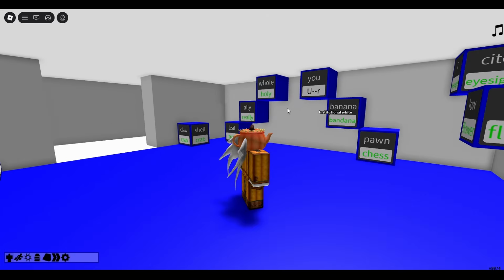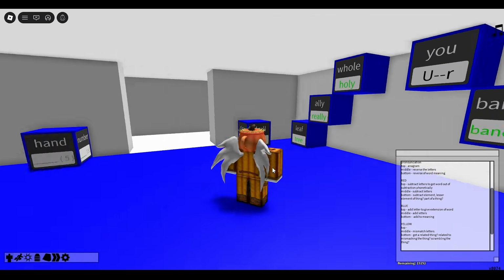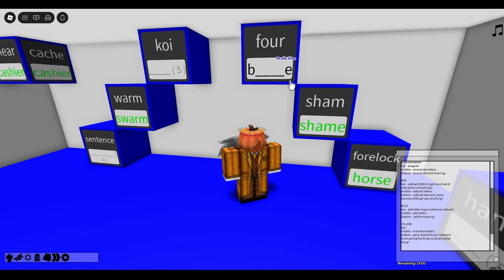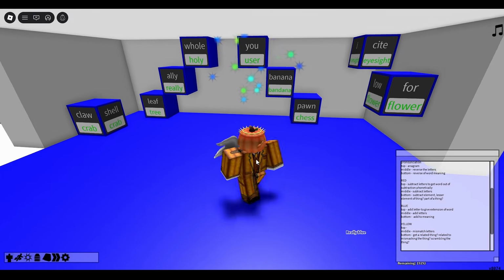So now we're just missing these high ones that I still don't really understand the rule for. Add letter to give extension of the word. How do you get something like that out of 4? Is it B4? Oh. Okay. You, sir. Oh, I was correct.